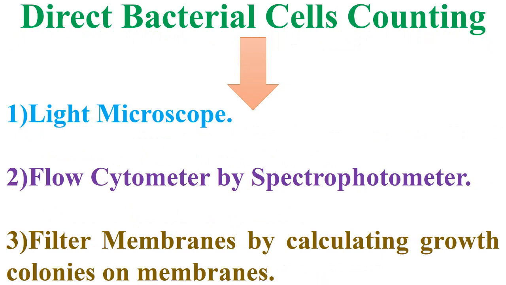Firstly, direct bacterial cell counting is divided into three methods: light microscope method, flow cytometer by spectrophotometer method, and filter membrane method, by calculating growth colonies on membranes, as mentioned in the next 3 slides.